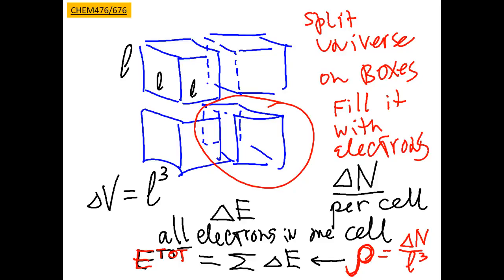Now, we need to tell something about the energy of electrons that are residing inside one cube. So, an electron is a particle. This L cubed cube is a box. So we need to recall the particle in a box. Logical. Good. So what is the energy of a particle in a box?